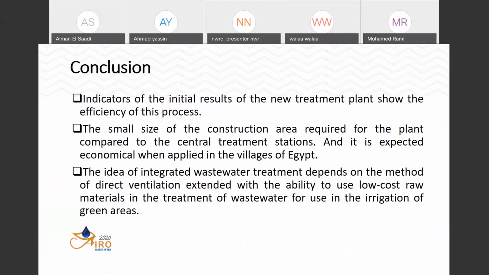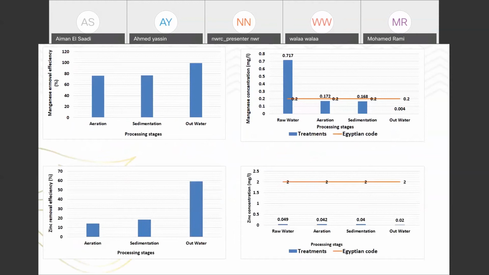In conclusion, the indicators of the initial results of the new treatment plant show the efficiency of this process. The construction area required for the plant is small compared to the central treatment station, and it is expected to be economical when applied in the villages in Egypt. The idea of integrated wastewater treatment depends on the method of direct ventilation, with the ability to use low-cost raw material in the treatment of wastewater for use in the irrigation of green areas.